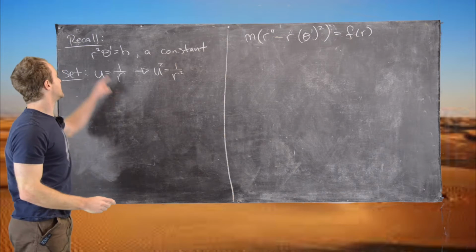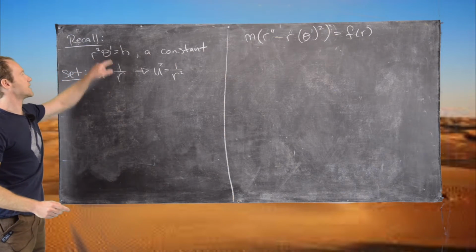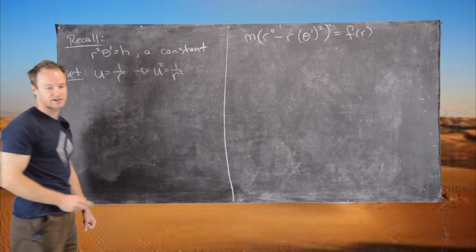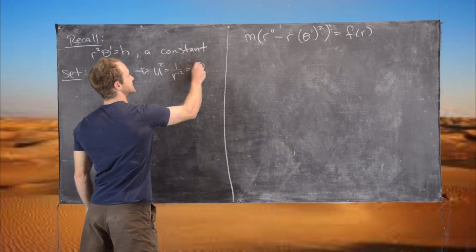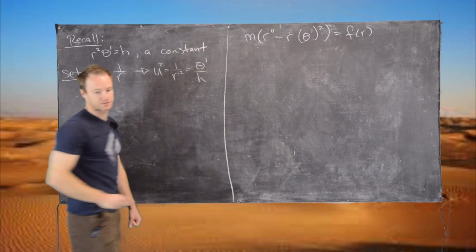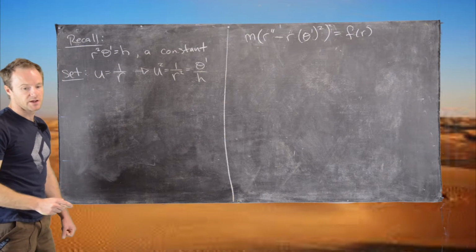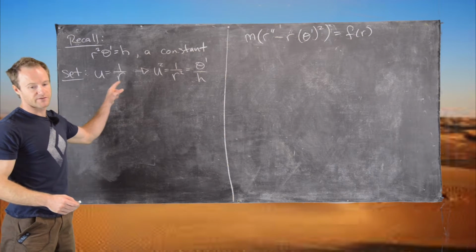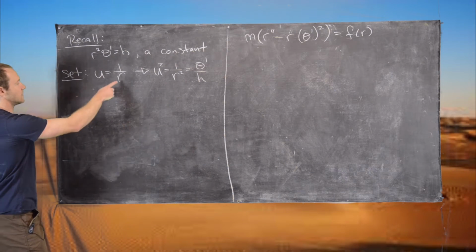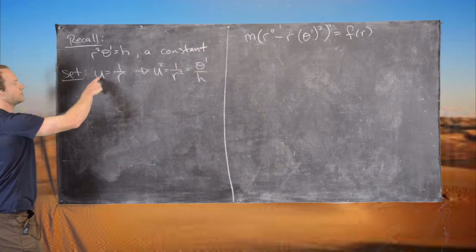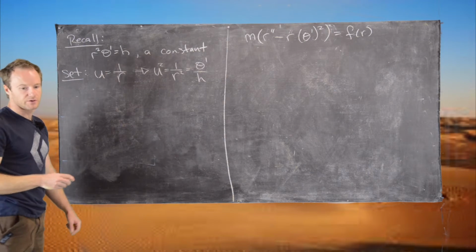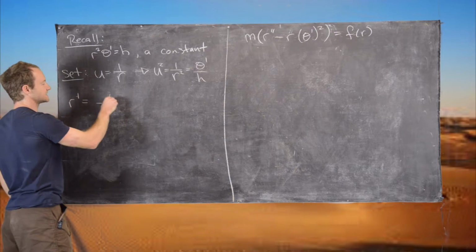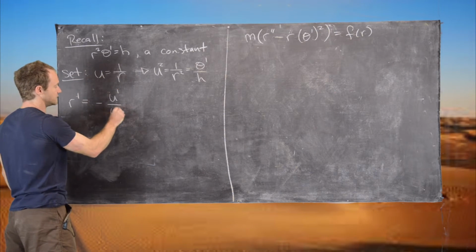Okay, good. But now, using the fact that r squared times theta prime equals h, which is a constant, we can rewrite this as theta prime over h. Okay, good. But now we can take the derivative of r. So if u is 1 over r, then r is 1 over u. And so we can take r prime, and that's equal to minus u prime over u squared.